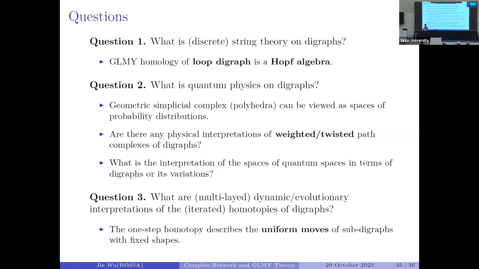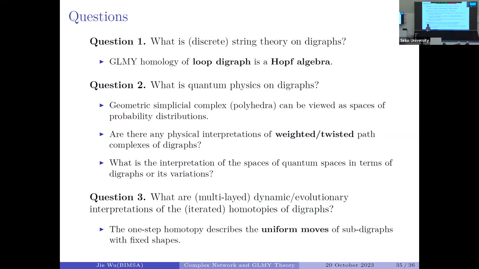You may look at, say, loop space works, the loop digraph. You have a free loop digraph, right? All these things can move in this direction. So if we need to understand, if we know some physics, quantum physics may also be important here.